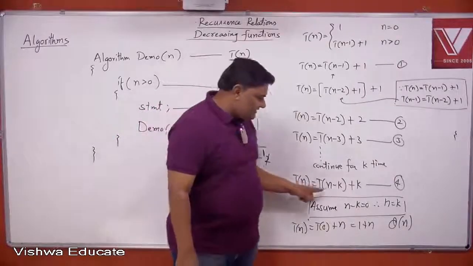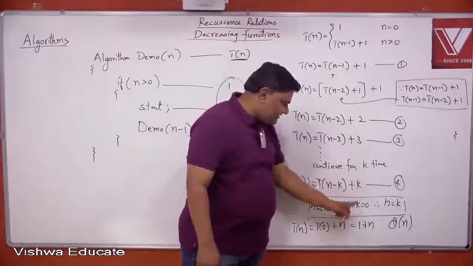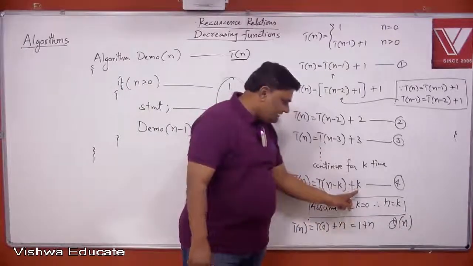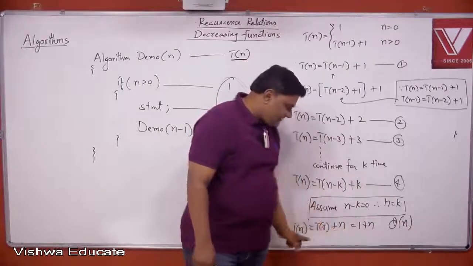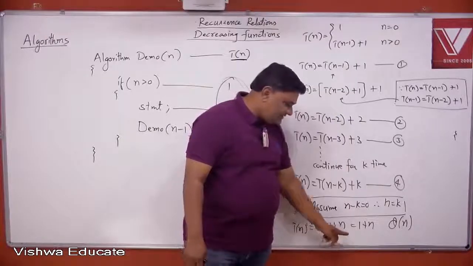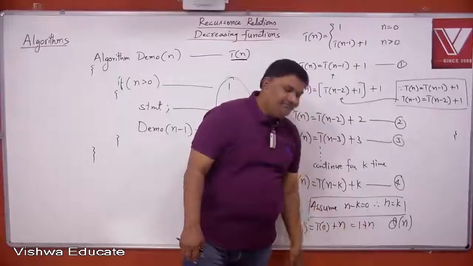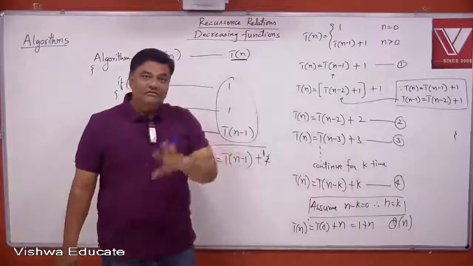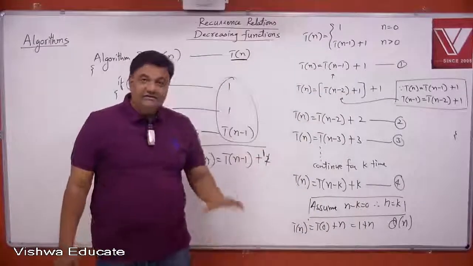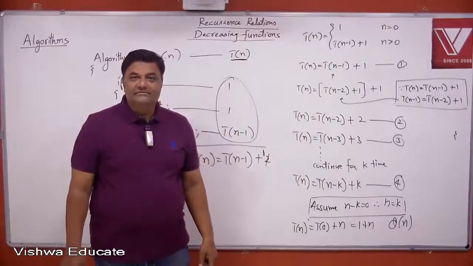So substitute in this one. n minus k is equal to 0, so this is T(0). Then n is equal to k, so k is equal to n. So this is T(0) plus n. So T(0) is what? 1. 1 plus n. So you have to figure out, because so many statements are there, you have to figure out and understand everything.